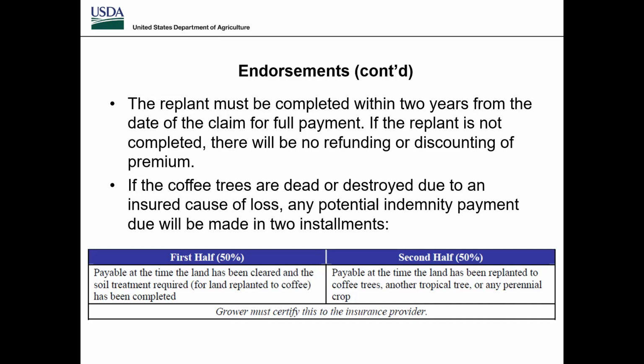If the coffee trees are dead or destroyed due to an insured cause of loss, any potential indemnity payment due will be made in 2 installments. And that first half will be payable at the time the land has been cleared and the soil treatment required has been completed. The second half would be payable at the time the land has been replanted to either coffee trees, other tropical trees, or another perennial crop. And that is something that the grower will be certifying to their insurance provider.